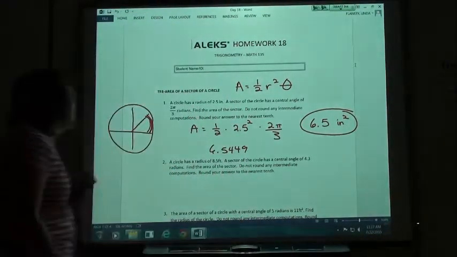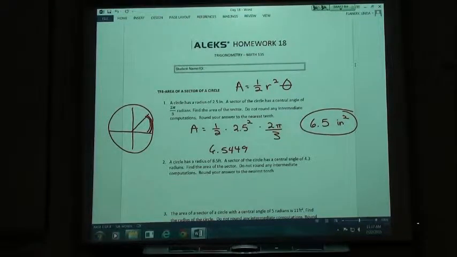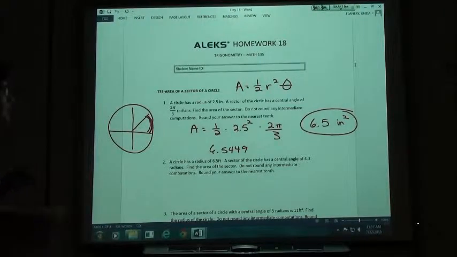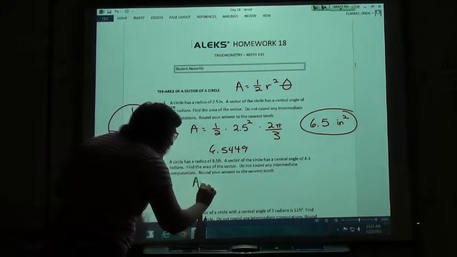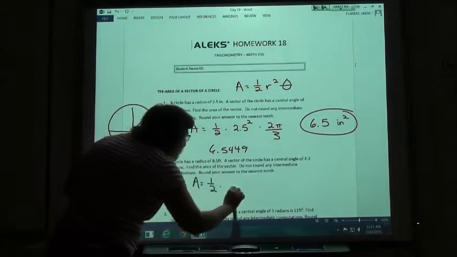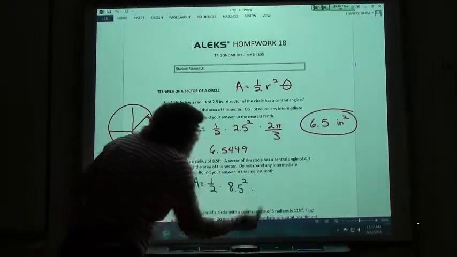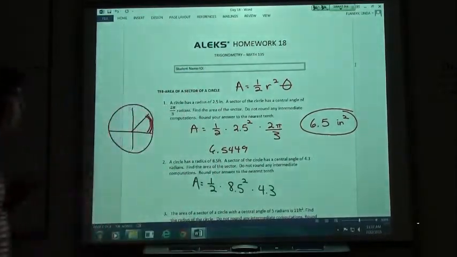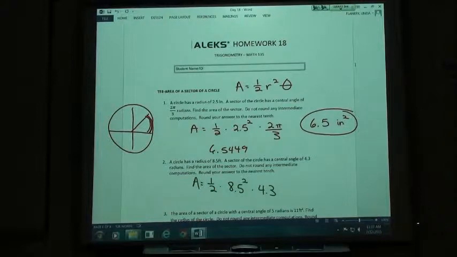So a circle has a radius of 8.5 feet. A sector of the circle has a central angle of 4.3 radians. Find the area of the sector. Again, just using my formula, area equals 1/2 times the radius, so 8.5 squared, times the measure of the central angle. And this one, they have the decimal equivalent, so I don't even have to worry about the pi. I'm just going to punch that into my calculator. Now you could use 0.5, obviously, for 1/2. Either way, 1/2 times 8.5 squared times 4.3.